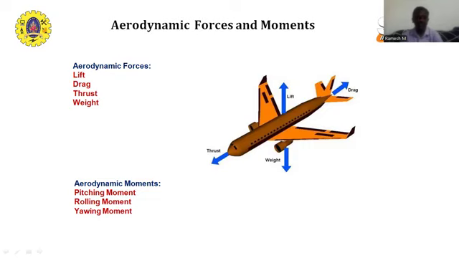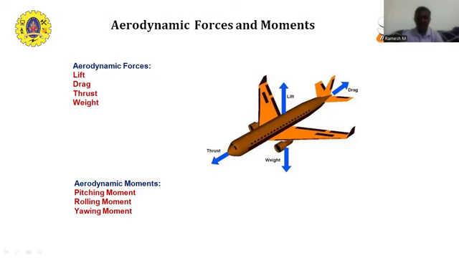The distribution of lift around the aircraft is important for solving the control problem. The aerodynamic surfaces are used to control the aircraft in roll, pitch, and yaw. Generally, these are called primary control surfaces, which control these kinds of moments.